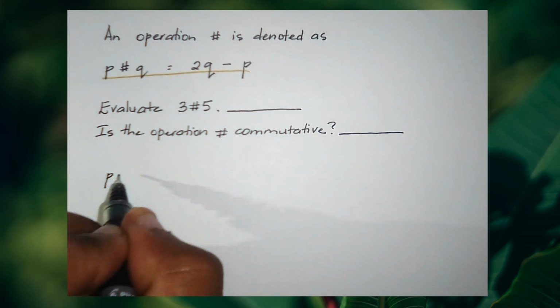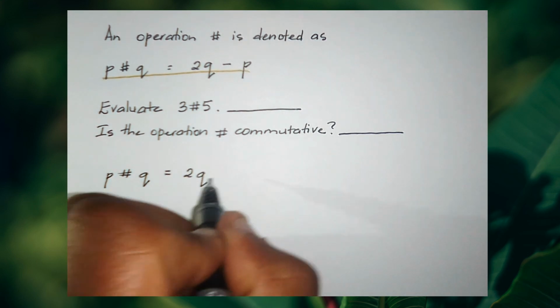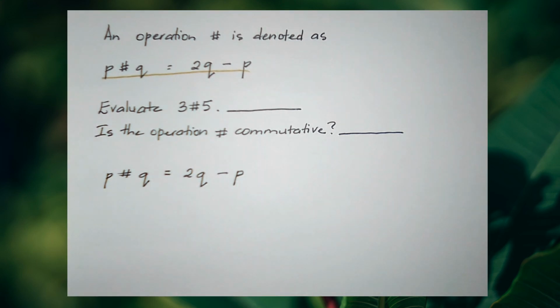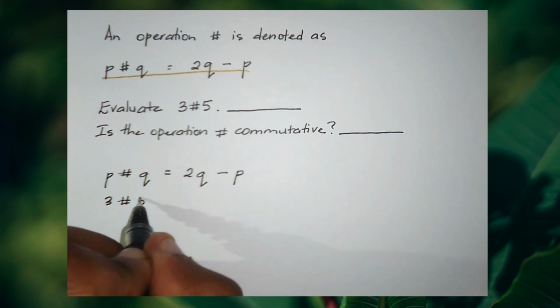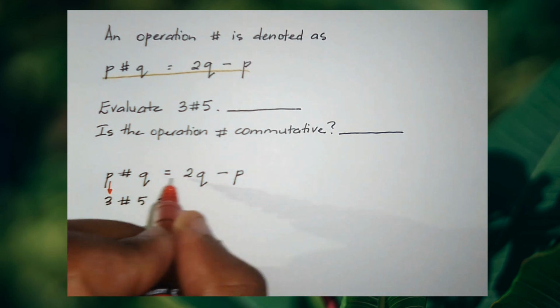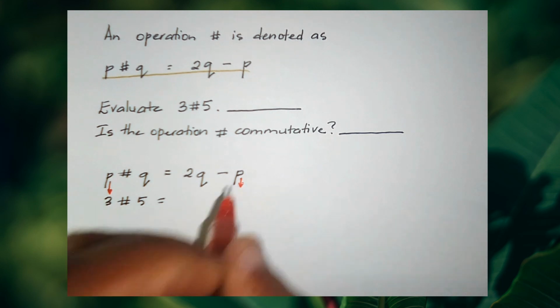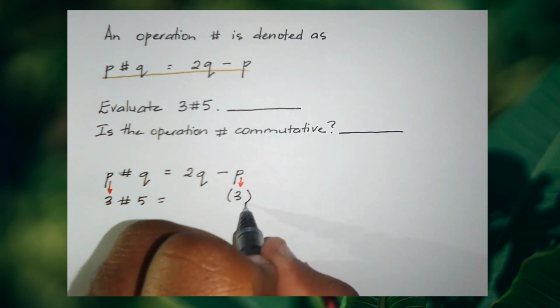So P number sign Q should be equal to 2Q minus P. I don't know if you see the trick, but let's go. And we're asked to evaluate 3 number sign 5. Now if you're paying attention, the value of P would be 3. So that means anywhere where I say P, I'm going to put 3. Not Q, but P. So I'm going to put 3 right there. And when we're substituting, we're going to use brackets. Good.